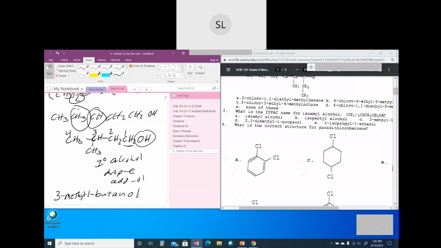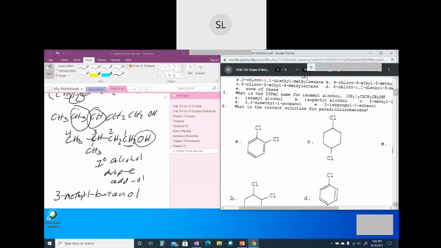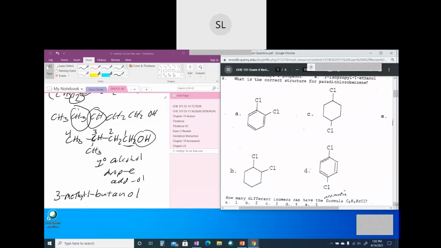All right, number 6. What is the correct structure for para-dichlorobenzene? All right, and so you can eliminate ones that are not benzene. So this is a 1,4-dichlorocyclohexane. This is a 1,2-dichlorocyclohexane. You cannot name the cyclohexanes as para or ortho. You can only name the benzene rings as the ortho, the meta.